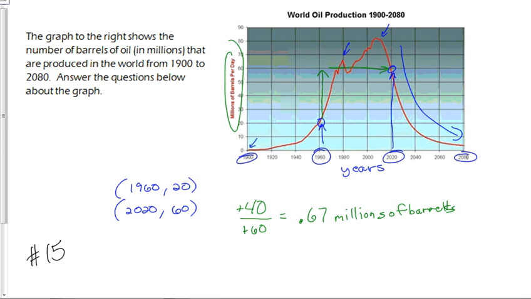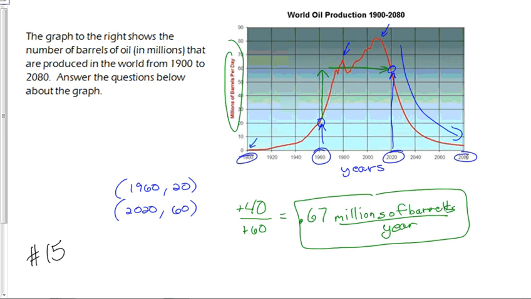Oops, it's just one L. Divided by the run, which is the years. So per year. Millions of barrels per year. That is your answer. So notice it was the rise, that's the Y's.